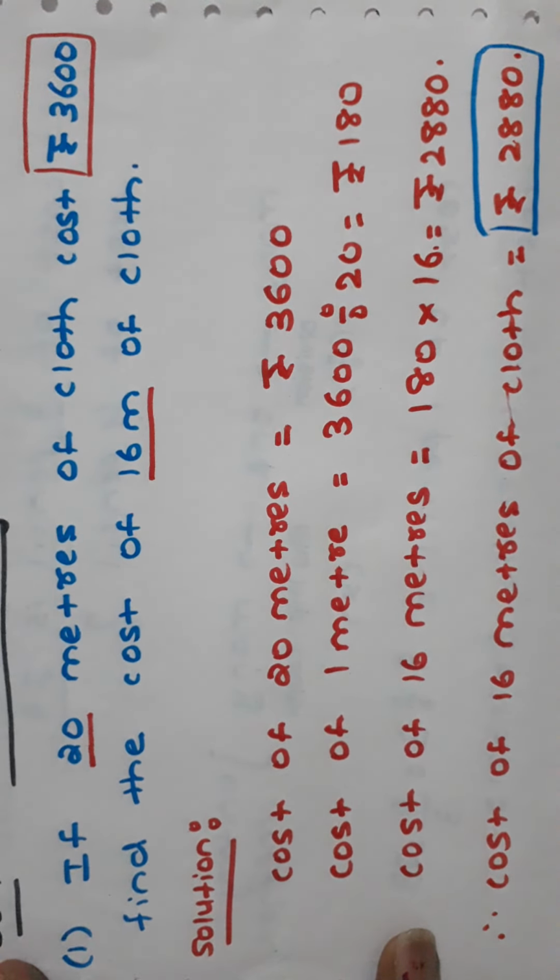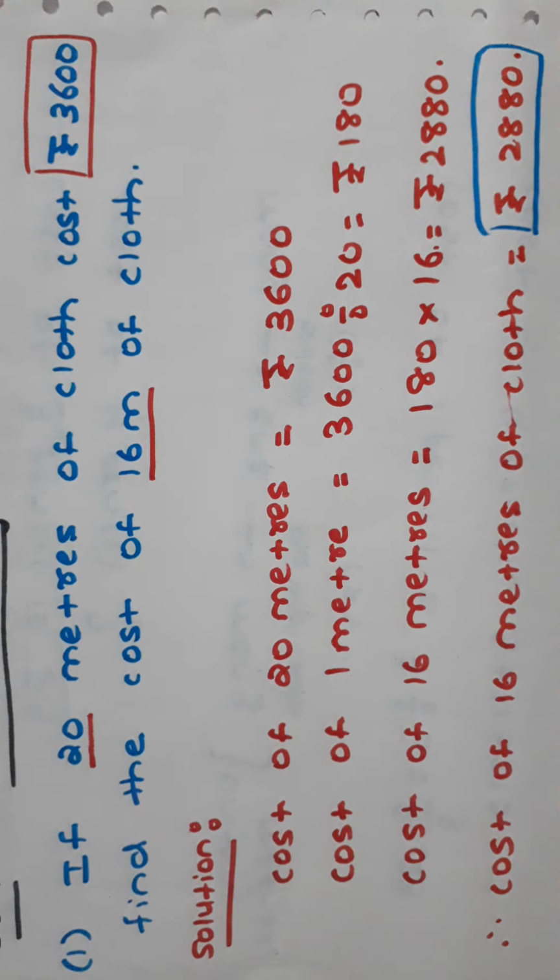So from many, we will find the cost of one article. From the cost of many articles, we will find the cost of one article by the operation of division. And from the cost of one article, we will find the cost of many articles using the operation of multiplication. And this method is called the unitary method.